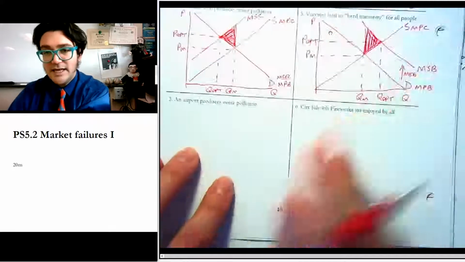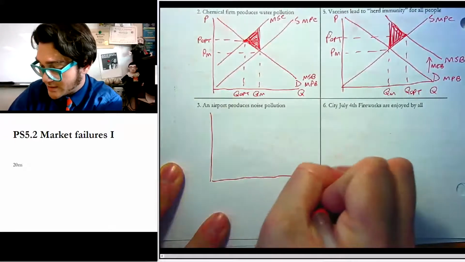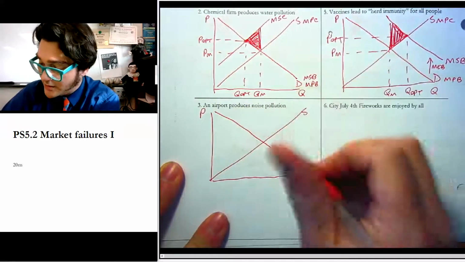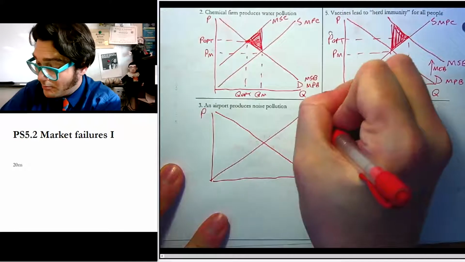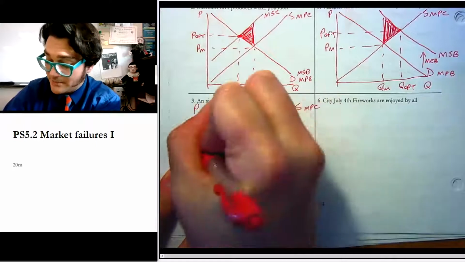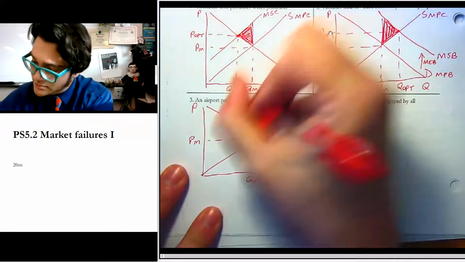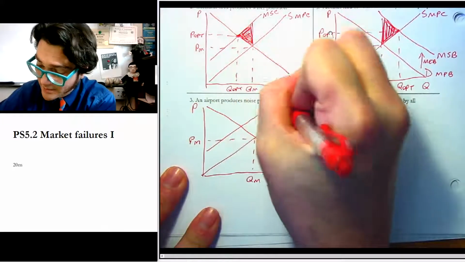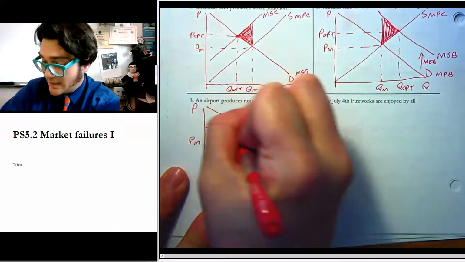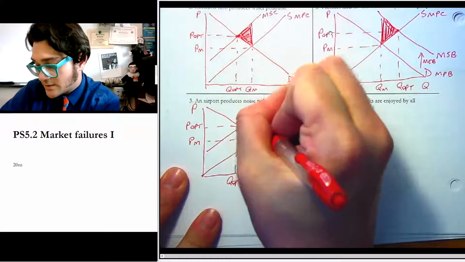Okay, and last two here, an airport produces noise pollution. Again, usually they're pretty obvious in terms of negative or positive. So this one, negative, right? Shouldn't be too hard. MPB, MPC, marginal private cost, marginal private benefit, telling us QM and PM. And if there's an extra cost, this second curve up here, MSC, Q opt, and P opt, and then you just shade in that deadweight loss.